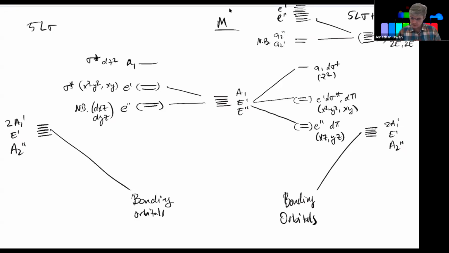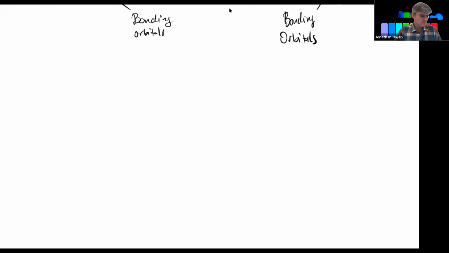So let's draw some SALCs for these interactions, okay? So let's do the A1 bonding orbital. We'll call it 1A1. This is the dz squared. Whoa, how did I do that? I still don't really know how to use this pen.